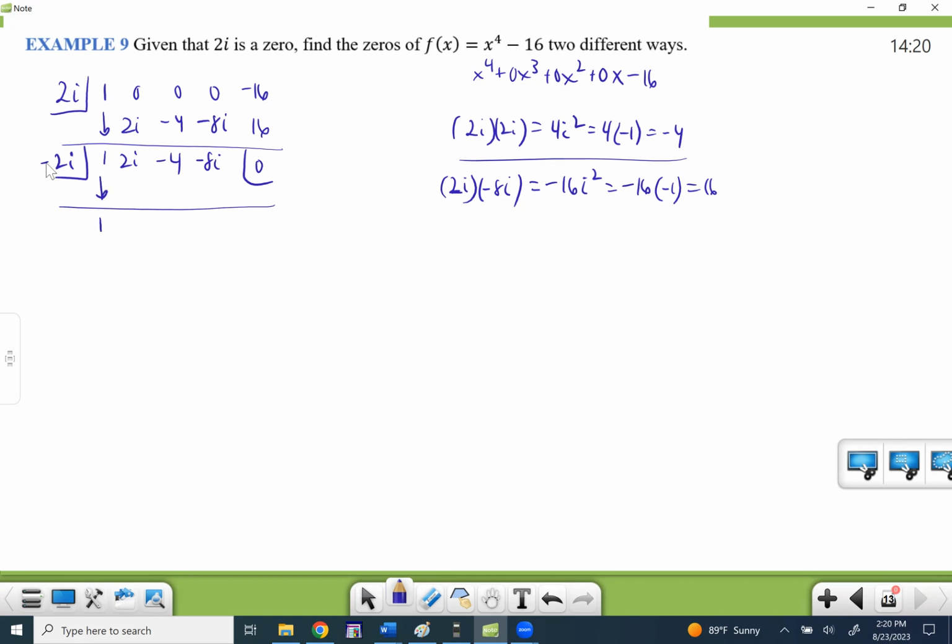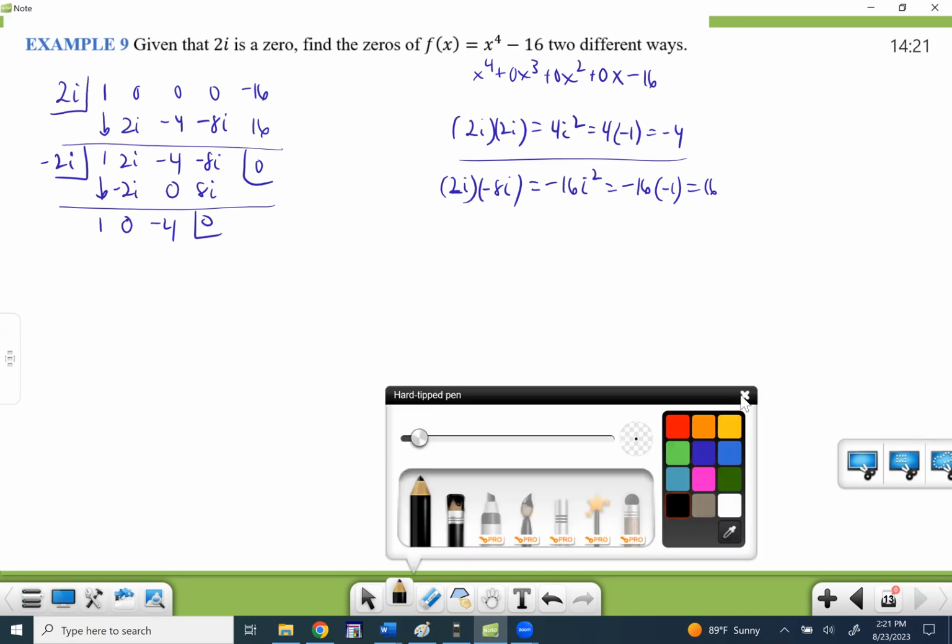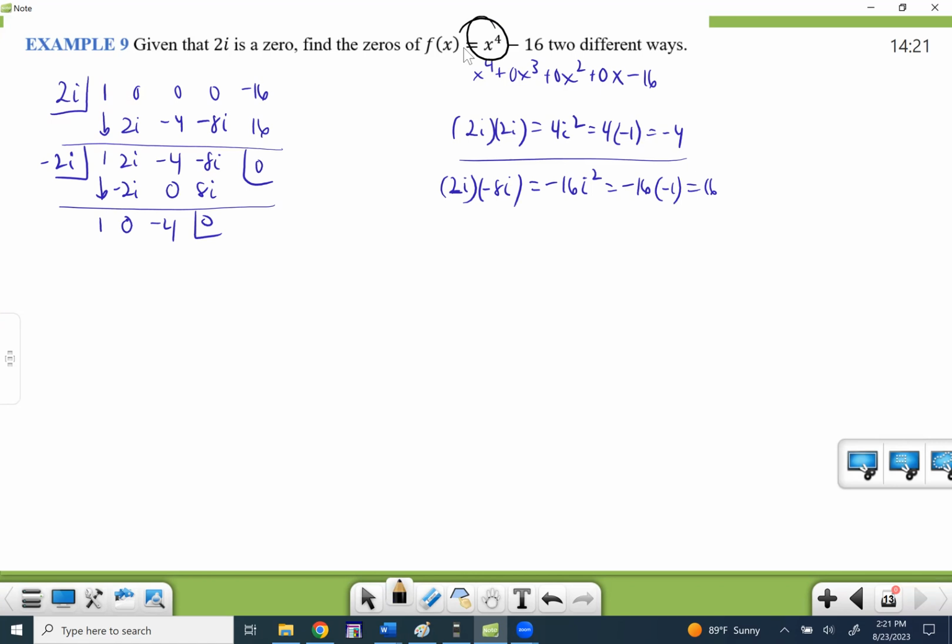And the second time is even easier. Negative 2i times 1 is negative 2i, so we get 0. Anything times 0 is 0, so we get negative 4. A negative times a negative is a positive. There it is.